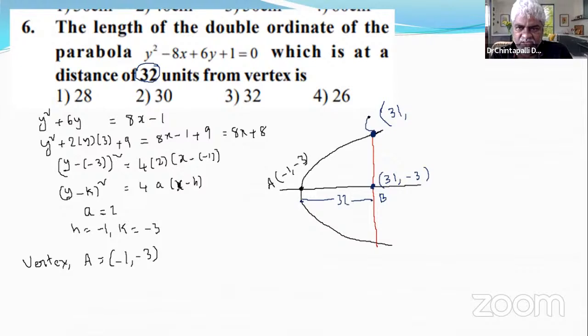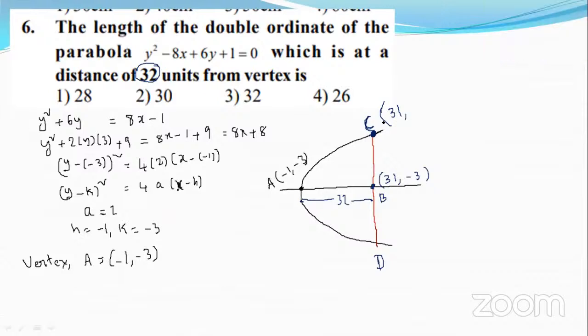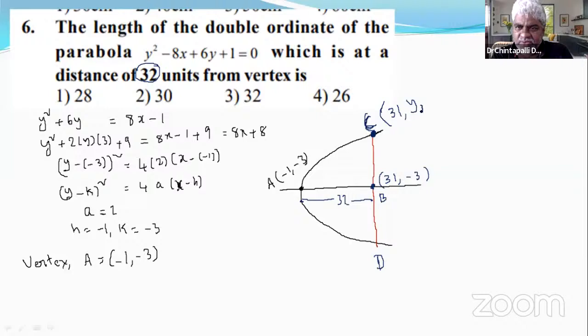We don't know the y coordinate of C. If we knew it, we could find the distance BC, and then the distance CD. Actually, what is asked? CD is asked. So we don't know the y coordinate of C, that's why we take it as y1.